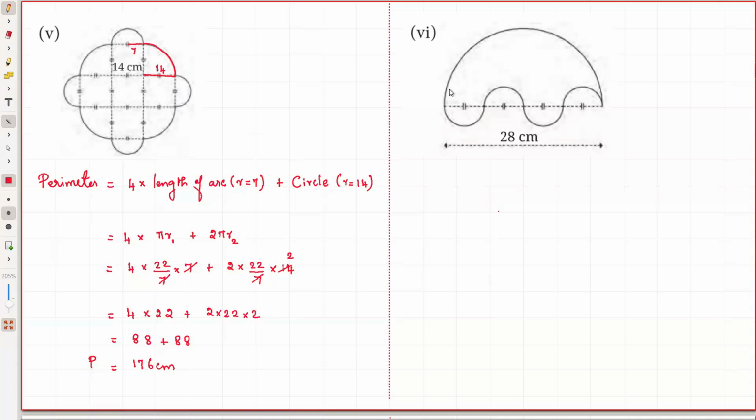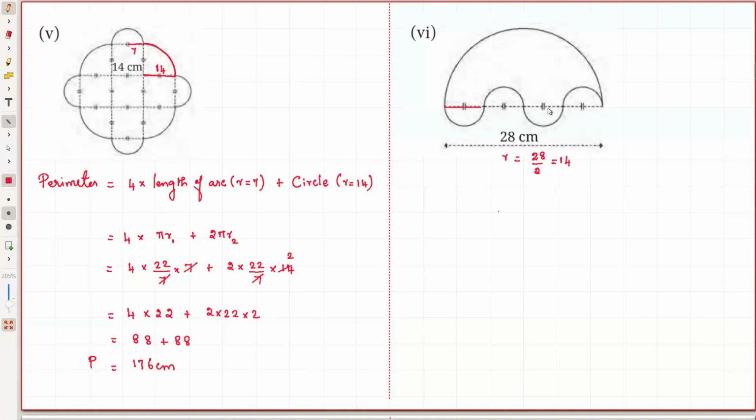Now sixth one. Here the total is given as 28. So the diameter of the big semicircle is given as 28. Then the radius of the big semicircle will be 28 by 2, which is equal to 14. Now what about this radius? The diameter it will be.